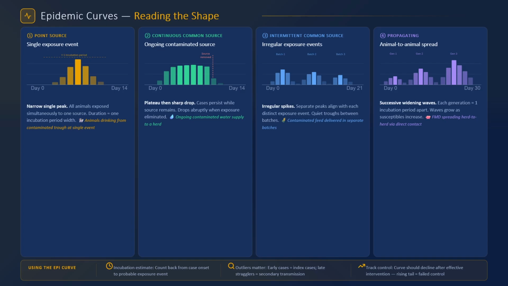3 practical uses. Estimate the incubation period by counting back from the onset to the probable exposure. Pay attention to outliers. Early cases are often index cases. Late stragglers suggest secondary transmission. And use the curve to judge your control measures. It should decline after an effective intervention. A rising tail means control has failed.